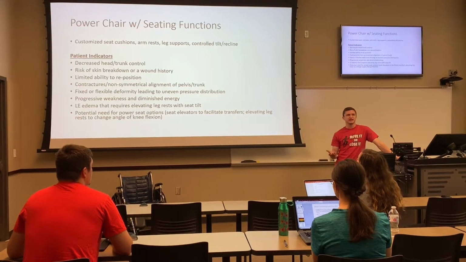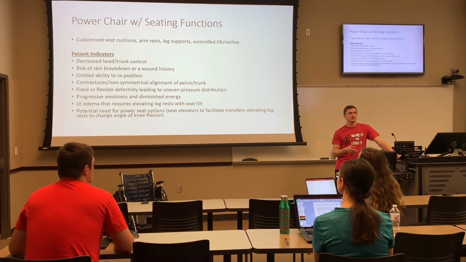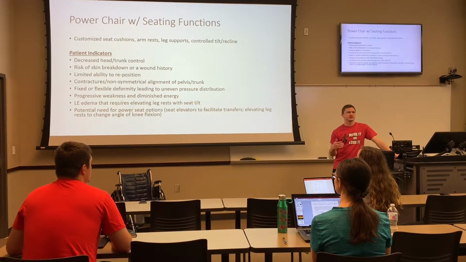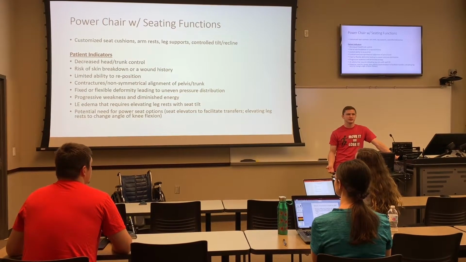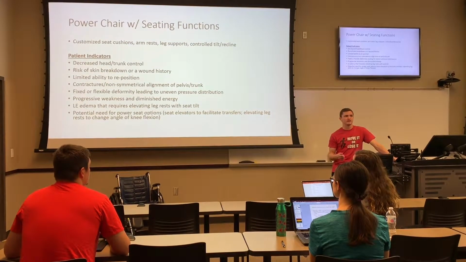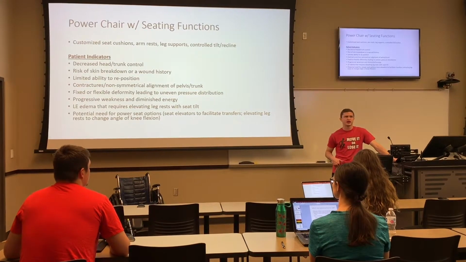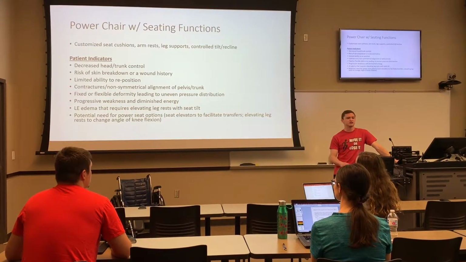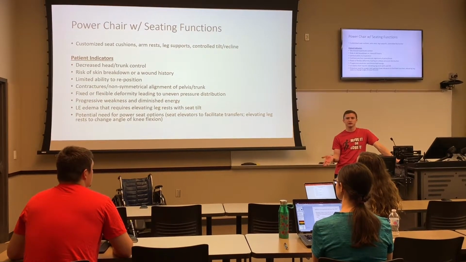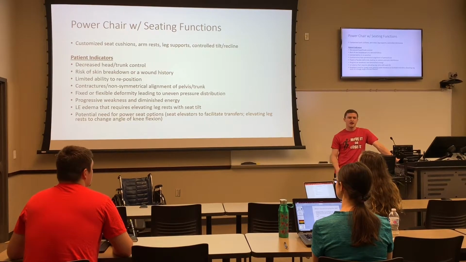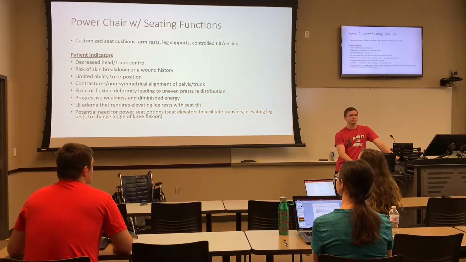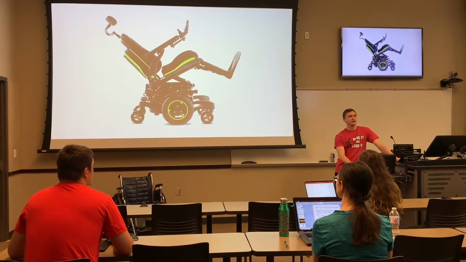With the next chair, a power chair with seating functions, these typically have customized seating options for patients that are going to be more wheelchair bound. These patients typically have decreased head and trunk control, and they have a limited ability to reposition themselves, so they're going to be stuck in the chair for long periods of time. And so it's good to be aware of skin breakdown as well as joint or muscle contractures, since they're going to be in these chairs for long periods of time throughout the day. And these chairs typically have an ability to elevate the legs up and down as well as recline the back so that they can decrease lower extremity edema as well as the possibility of muscle contractures. Here you see a picture of this chair.